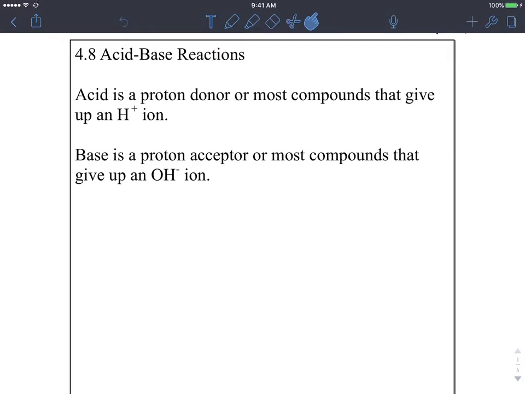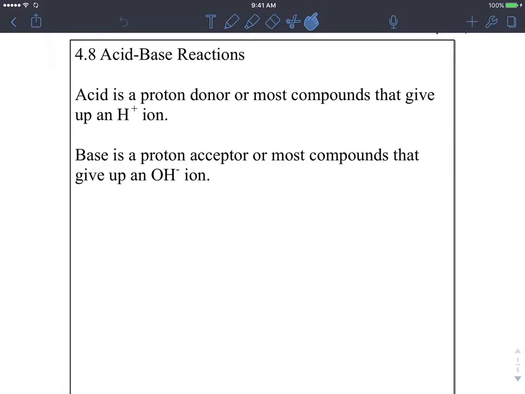We are now moving into acid and base reactions, and you may find that this is a bit odd considering that we just finished up with precipitation reactions, meaning that we took a bunch of ions in solution and we precipitated out some kind of a solid. Now, they are actually pretty similar, acid-base reactions and precipitation reactions, and I'll get into that in just a little bit.